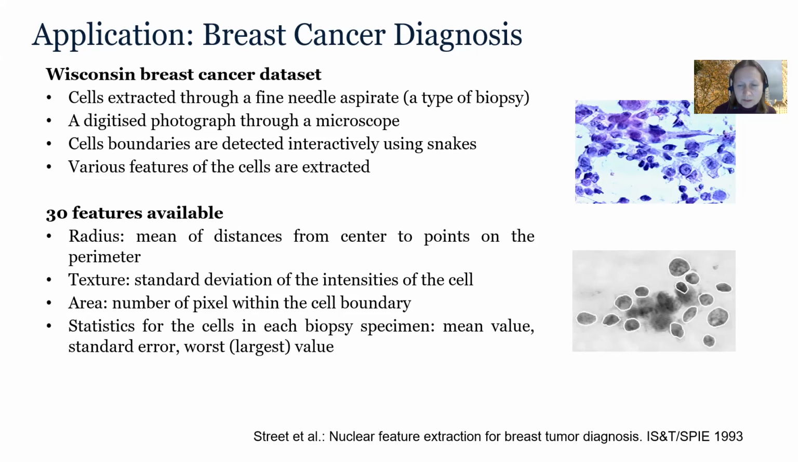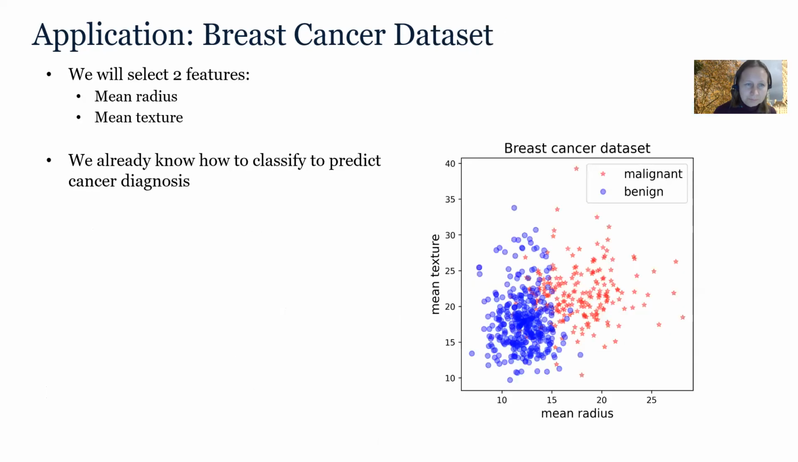The types of statistics that are included are the mean value of all the cells, standard error, and worst value, which means largest value. There is also a diagnosis available for these patients, which is malignant or benign. But because we talk about clustering, we will only use it for comparison, but not for training. To start with, we will select only two features so that it's easy to visualize: mean radius and mean texture in the first instance.